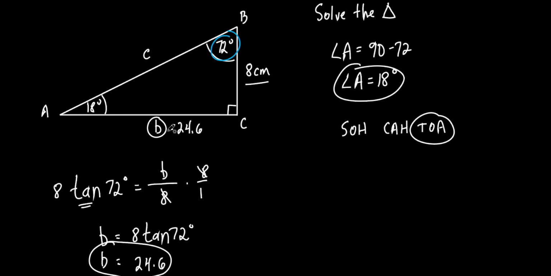But this time, I'm not solving for B, I'm solving for C. And I still know the 8, don't I? So now, what do I got? I got this side, which is 8, the adjacent, and this is the hypotenuse. Which trig function uses adjacent and hypotenuse? The cosine.